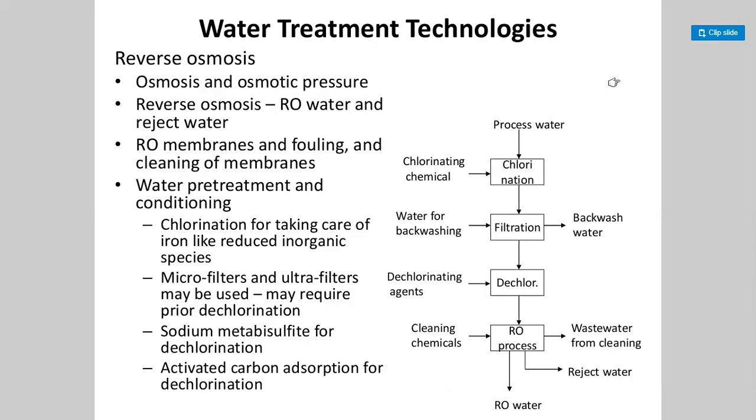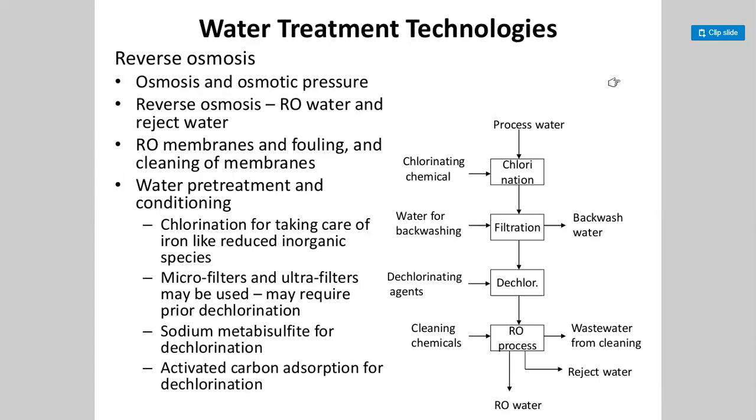Here, water treatment technology says reverse osmosis. Osmosis and osmotic pressure, reverse osmosis, RO water and reject water. RO membranes and fouling and cleaning of membranes. Water pretreatment and conditioning. Chlorination for taking care of iron and other reduced inorganic species. Microfilters and ultrafilters may be used, and may require prior dechlorination. Sodium metabisulfite or activated carbon adsorption for dechlorination.